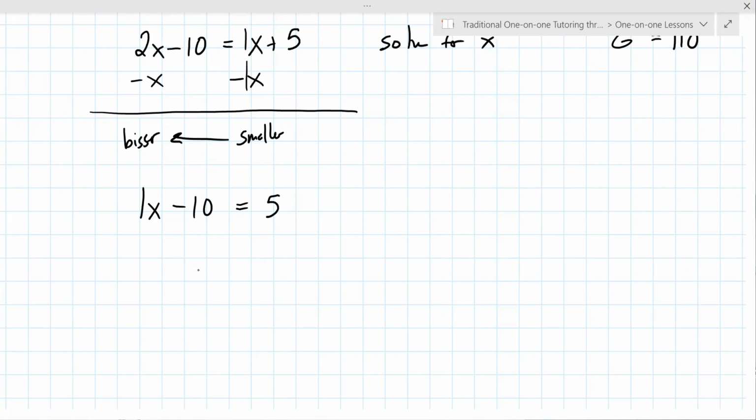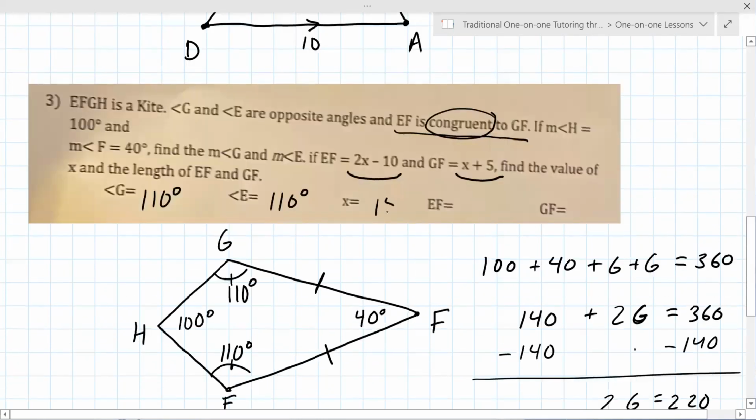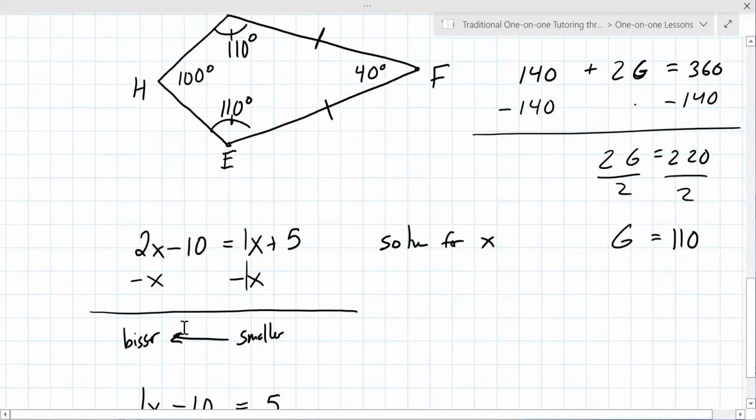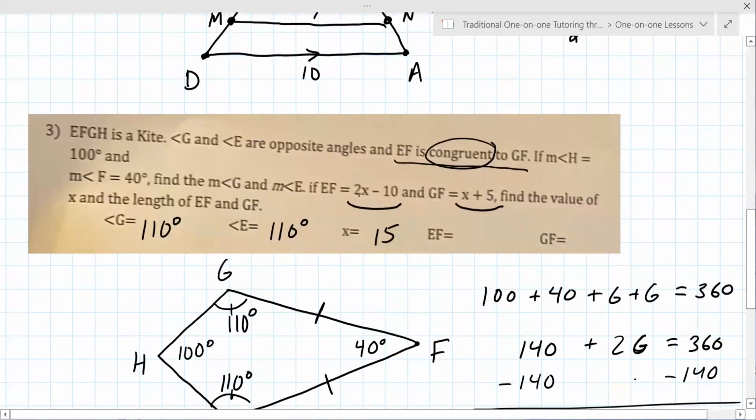15, and that equals 15. X equals 15. Very good. So you asked me what is X? X is 15. Okay, did you get that down on your paper? Yeah. Okay. Now to find the value of EF, you have to take that 15 and put it back in for X.